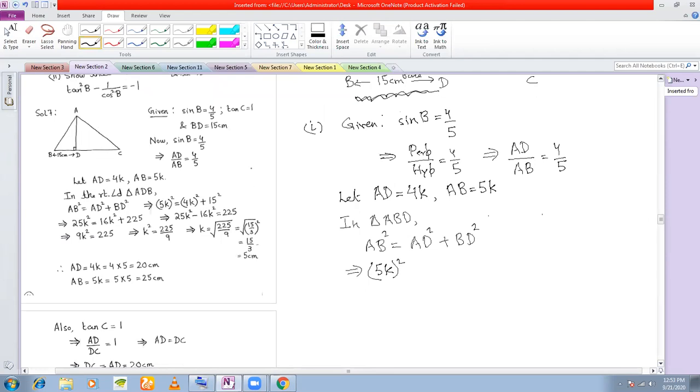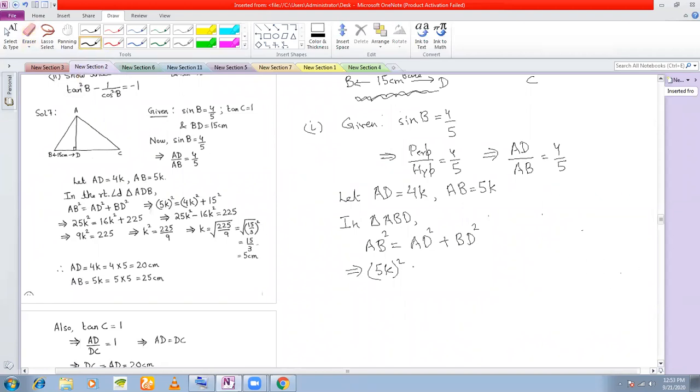Okay, do not confuse this. Remember 5K whole square, when you are writing, do not confuse this with 5K square. These two are different. When you are writing 5K whole square, it means 25K square. Most of you make this mistake, that when you are writing 5K whole square, in the next step you write this as 5K square. No, you cannot write this as 5K square. This is equal to 5 square K square, which is actually 25K square. Remember this. This is a very common mistake that you make.